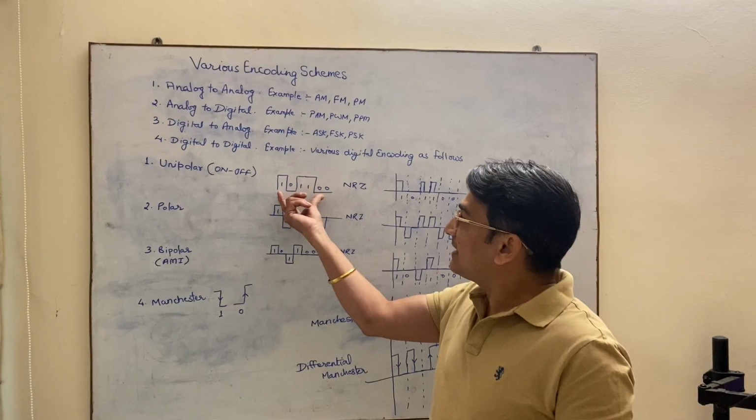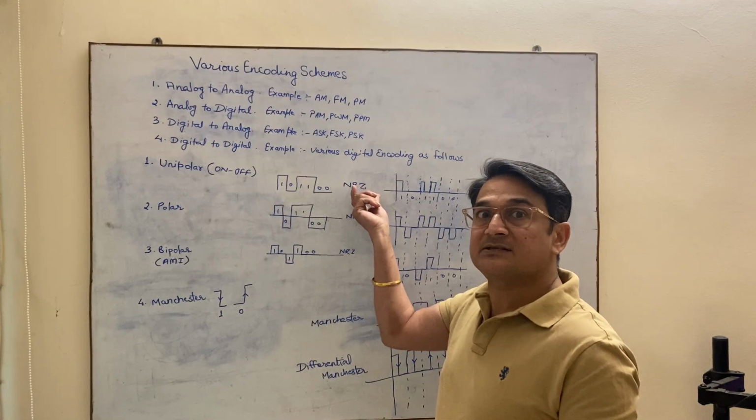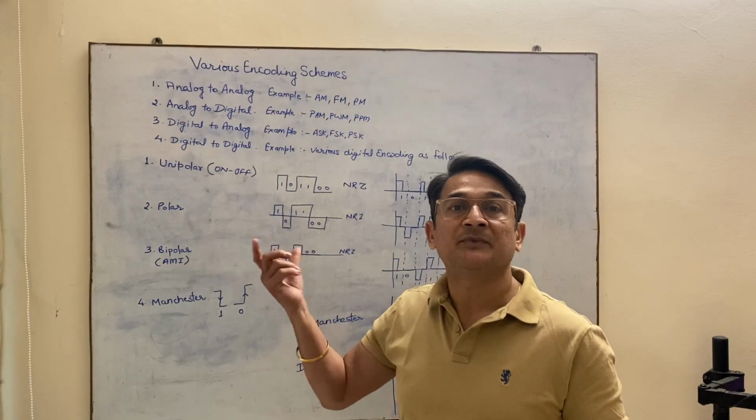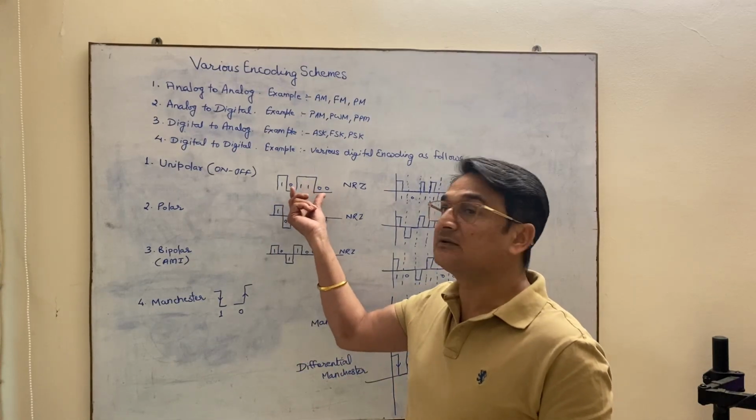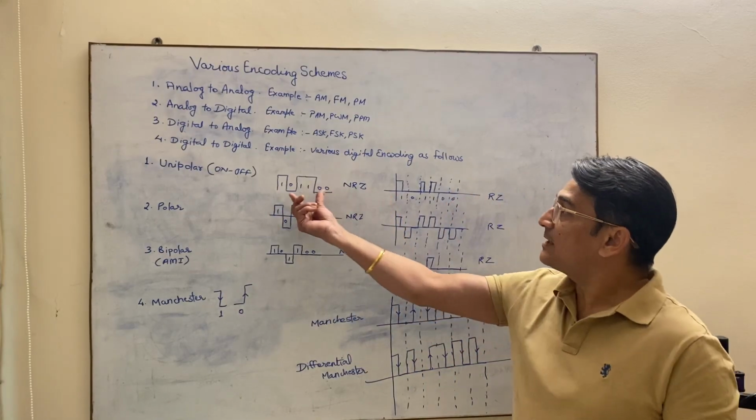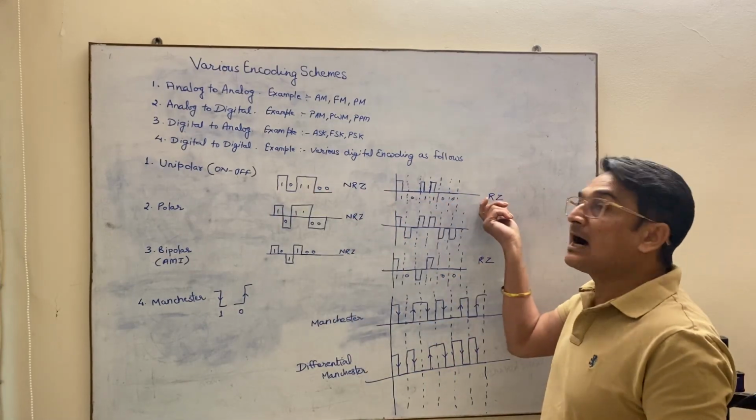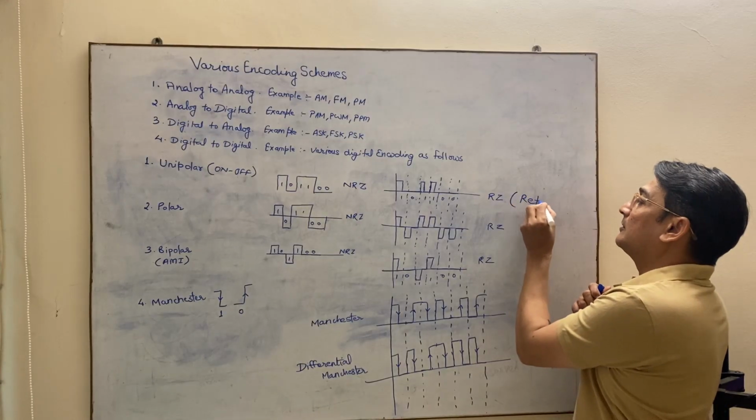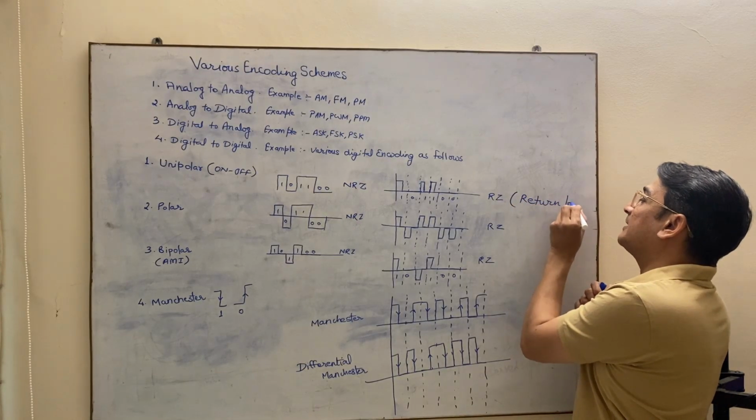This type of diagram is represented as NRZ. NRZ stands for non-return to zero. Non-return to zero means it is not returning to zero. The same unipolar can be represented with RZ. This RZ is return to zero. That means it is returning to zero.